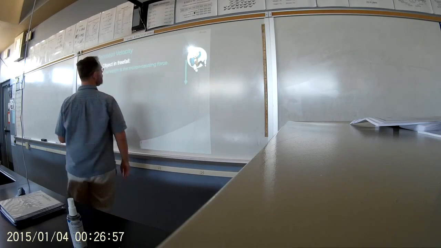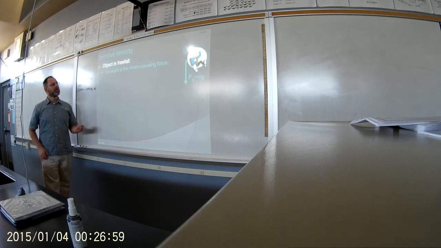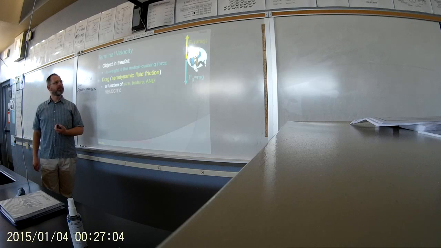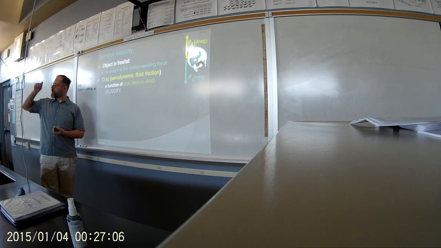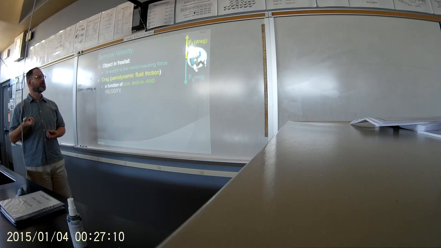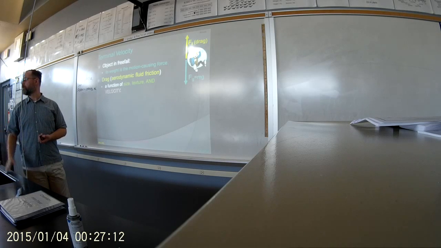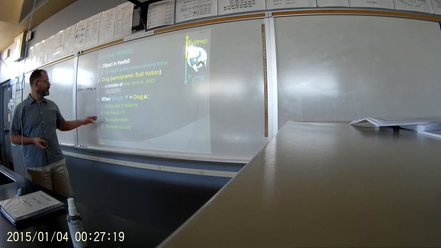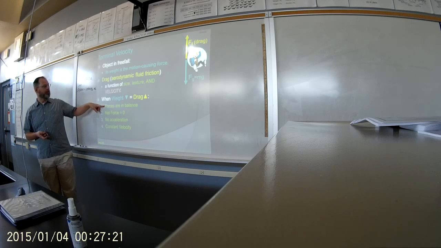Okay, so our object in free fall has a constant weight, F equals mg. Drag upward starts small and gets bigger and bigger until the two things are equal. And when they are equal, you reach terminal velocity. Before you pull your chute, this is important. At terminal velocity, your forces are in balance.